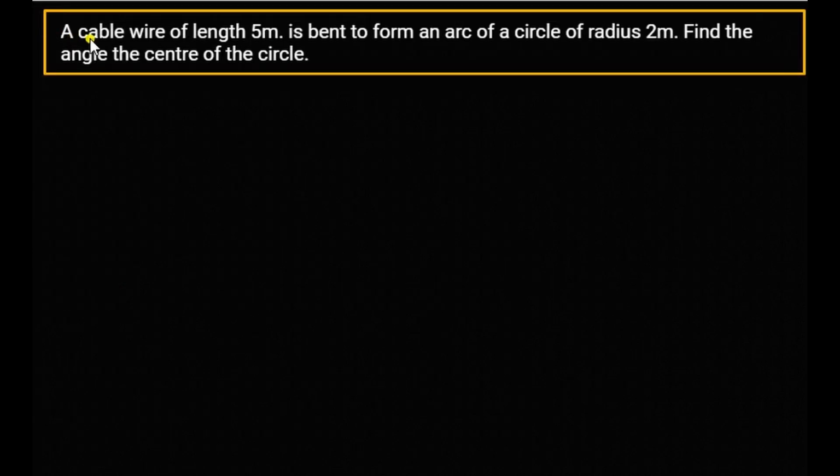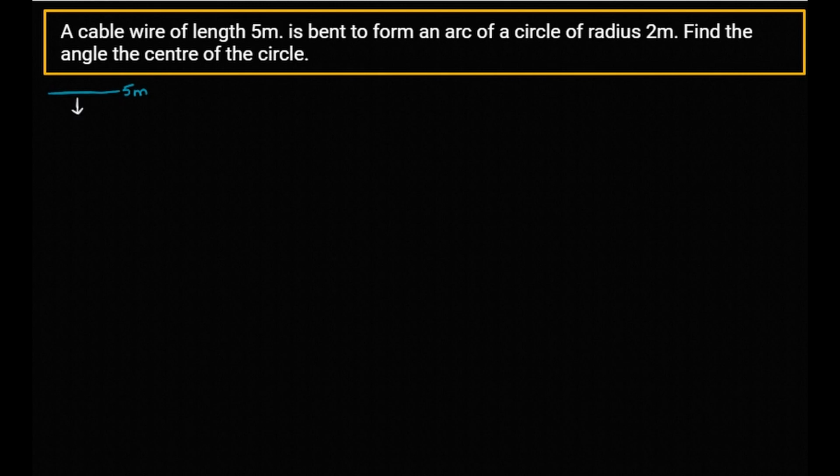So the question is, a cable wire of length 5 meters is bent to form an arc of a circle of radius 2 meters. Find the angle at the center of the circle. So first let us visualize the question. So let this be the cable wire of length 5 meters. This cable wire is bent to form an arc of a circle of radius 2 meters.